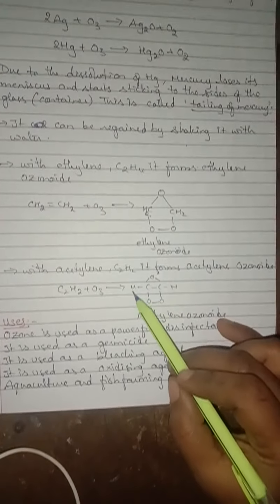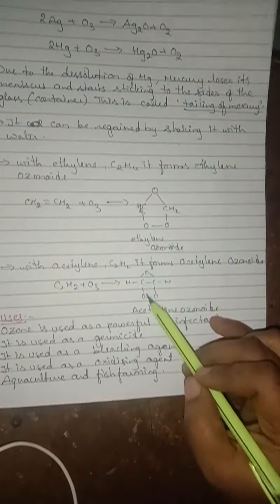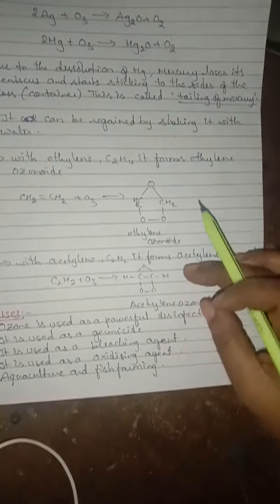And next, when it reacts with acetylene C2H2, it forms acetylene ozonide. C2H2 plus O3 gives rise to this. See, look here, H bond C bond H, and again they both are connected with O, and here also 2 oxygens are connected. So this is called acetylene ozonide. So these are the chemical properties of ozone. In the chemical properties of ozone, the main thing is tailing of mercury, which is very, very important.